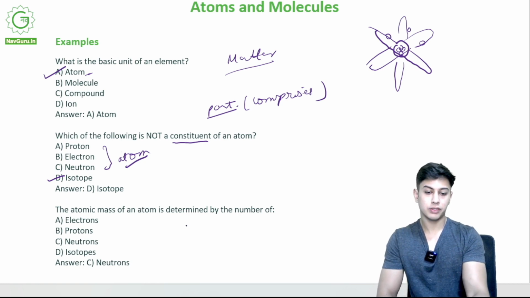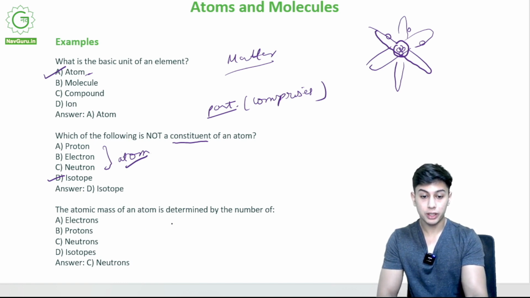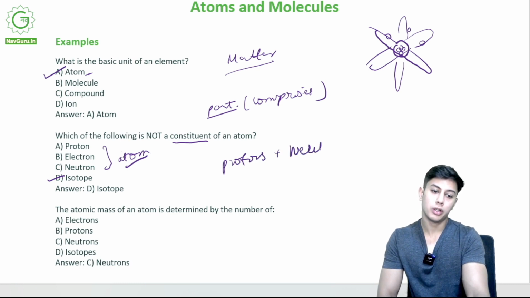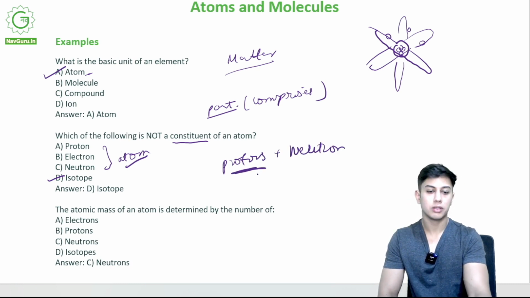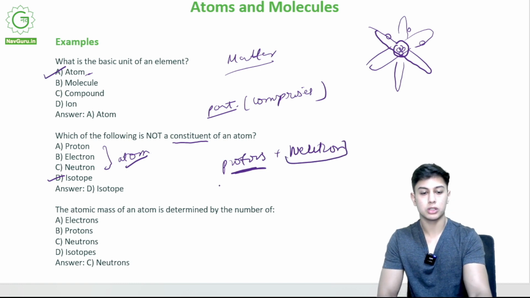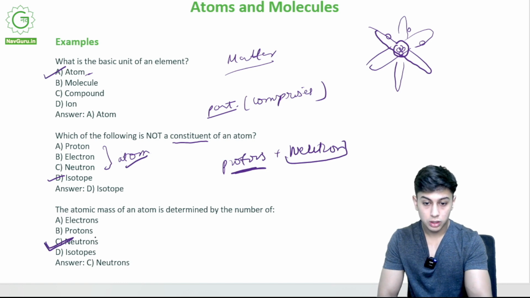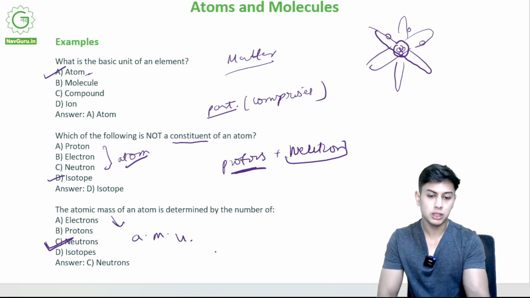The atomic mass of an atom is determined by the number of what? Alright, how do we determine the atomic mass? You remember mass number, right? What was mass number? Protons plus neutrons. Protons remain fixed. What was changing? Neutrons. So what determines the mass number? That is neutrons. What was the unit of atomic mass? AMU, atomic mass units. Alright, always remember that.